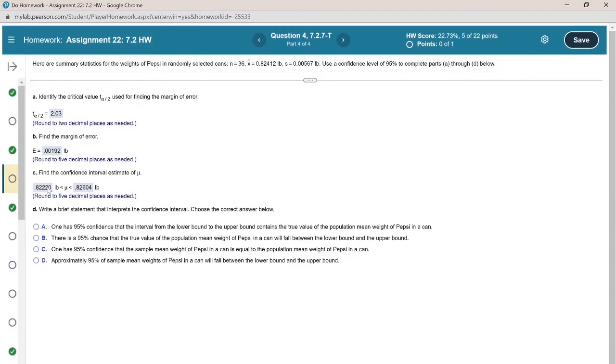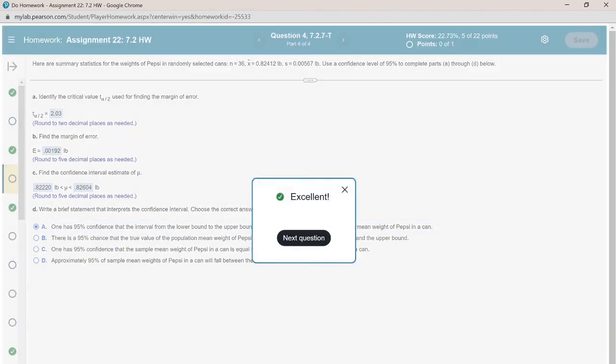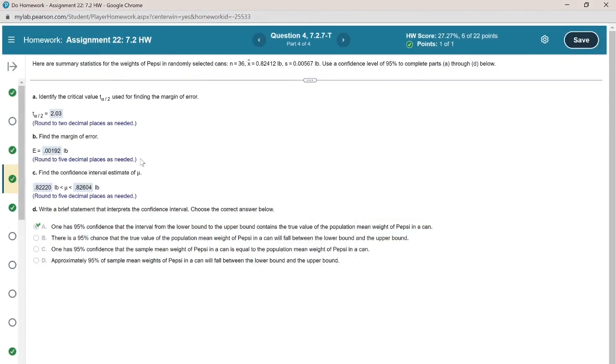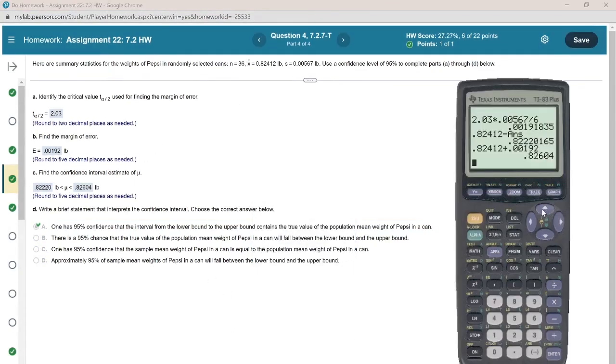That's good. According to this result, we can say that one has 95% confidence that the interval from the lower bound to the upper bound contains the true value of the population mean weight of Pepsi in a can. This is the right option. The only thing you have to remember from this problem is how to find the t-value. If you have a TI-84, go to second, distribution, and go to number 4. If you don't have a TI-84, if you have a TI-83, use the command I showed you. Okay.